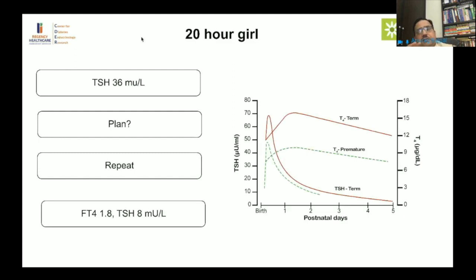There are recommendations which suggest that after 24 hours of life, a cutoff of 34 international units can be considered as something which requires further assessment, but definitely not in the first 24 hours of life.